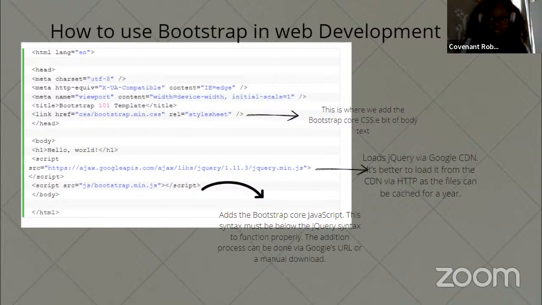The next one is you loading jQuery via Google. There's a small piece of advice attached there. It's better to load it from the CDN via HTTP, as the file can be cached for a year. Now the last arrow, the one that is curved a little downward, is how you can link Bootstrap JS to your work.